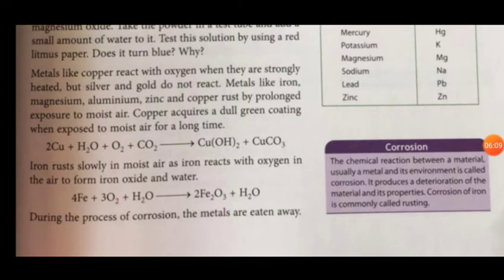Clear? Then we have some metals like iron, aluminium, zinc and copper. They rust by prolonged exposure to moist air, and this is called corrosion. It is the chemical reaction between a material, usually a metal, and its environment, and it produces deterioration of the material and its properties. Usually, whenever corrosion happens, the metal gets corroded or carried away along with the product formed after the reaction between the material and its environment. Corrosion of iron is commonly called rusting.